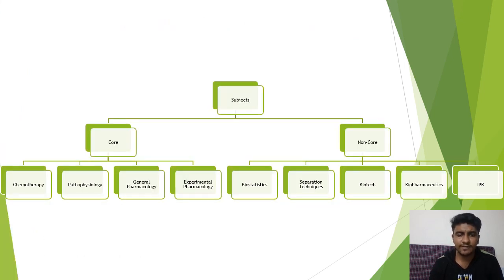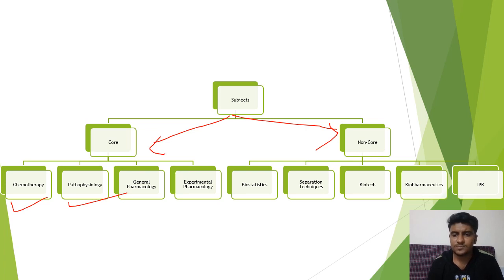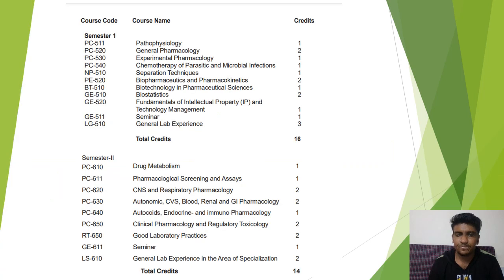Subjects are basically divided into 2 parts: core and non-core. In core we had chemotherapy, pathophysiology, general pharmacology, and experimental pharmacology, and in non-core we had biostatistics, separation techniques, which is equivalent to analysis, plus pharmacognosy, biotechnology, biopharmaceutics, and intellectual property rights (IPR). This is the image that includes all the different courses, along with general lab experience and seminar.